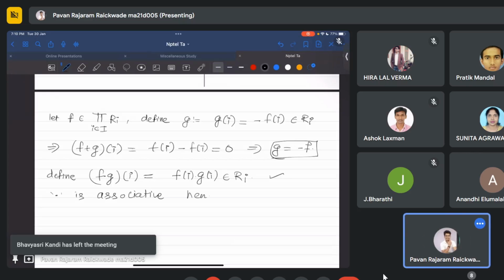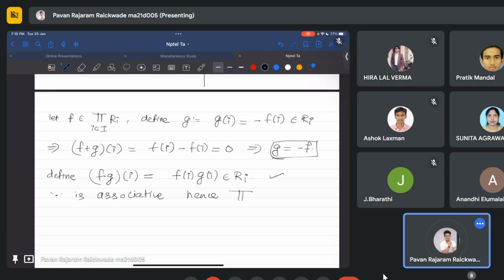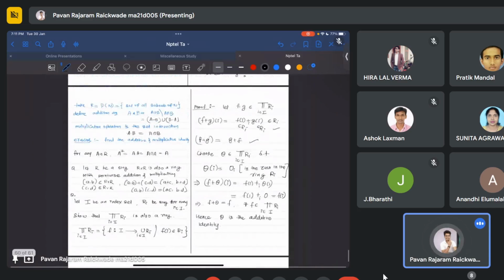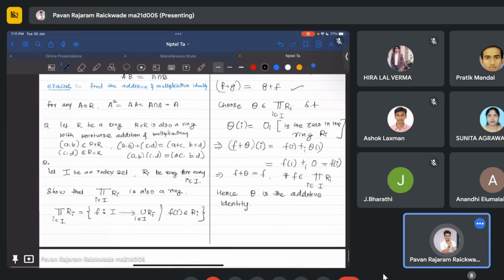Associative, hence this. Also the other properties of the dot product. I mean this product rule. Hence this product of Ri, i belongs to I, is a ring. Okay, so I have generalized the concept of Cartesian products Rn to any abstract set theoretic product. Each Ri is a ring implies the product of Ri will also be a ring.